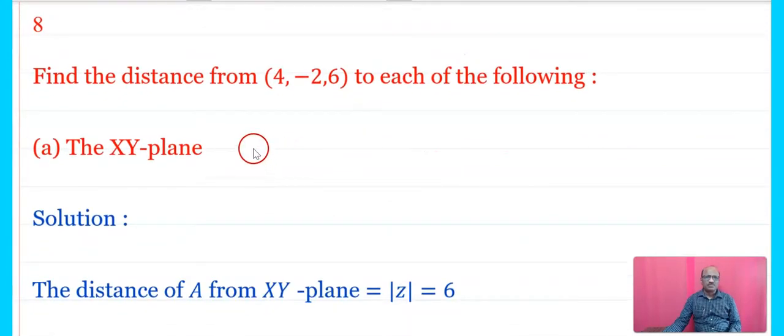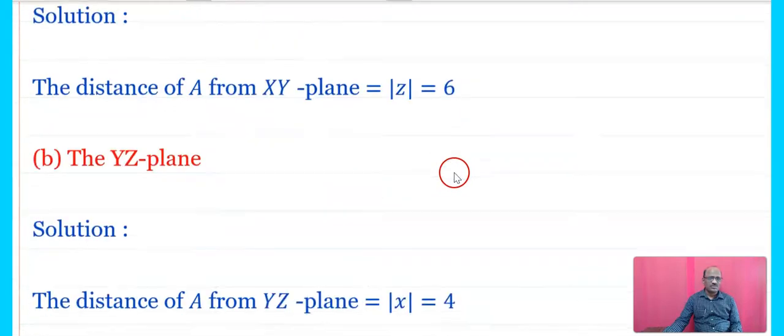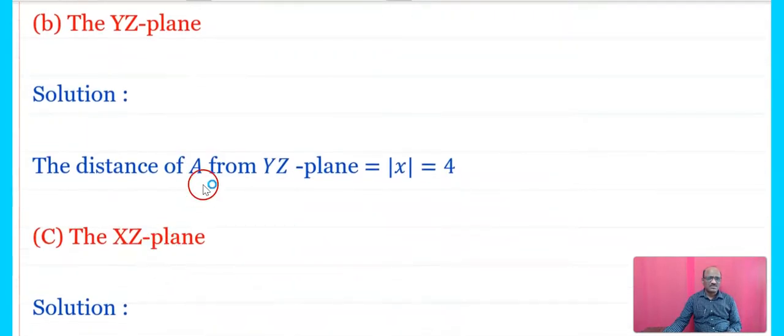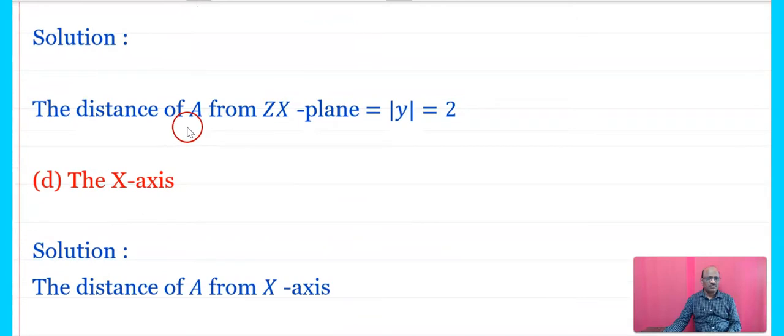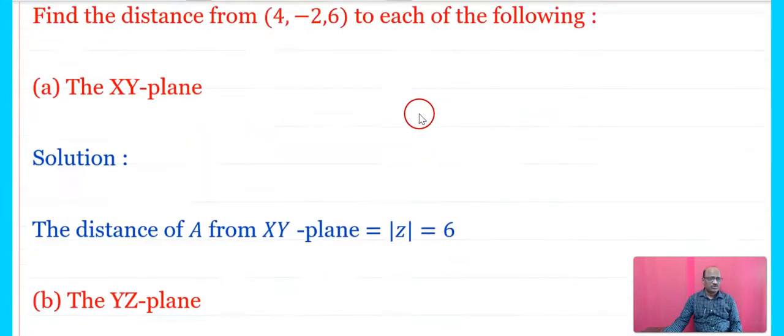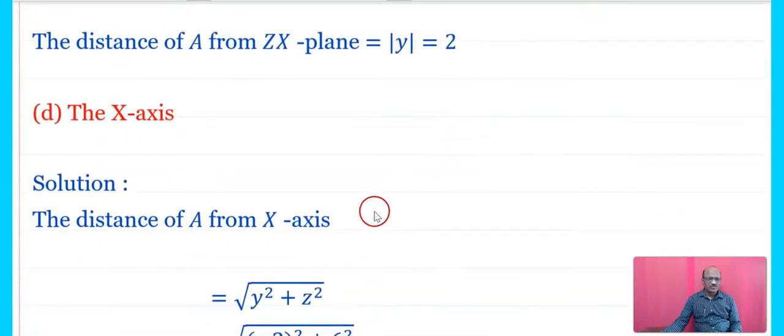Now the next problem. Find the distance from A(4, -2, 6) to each of the following. The first is the xy plane. The distance of A from the xy plane is the mod of z, and that equals 6. The yz plane: the distance of A from the yz plane is the mod of x, that equals 4. The xz plane: the distance of A from the xz plane is the mod of y, and that equals 2. Okay, that is, y equals 2.